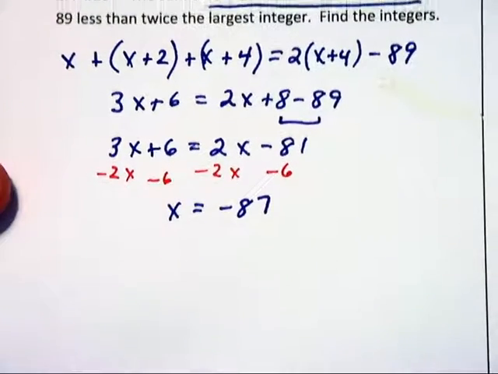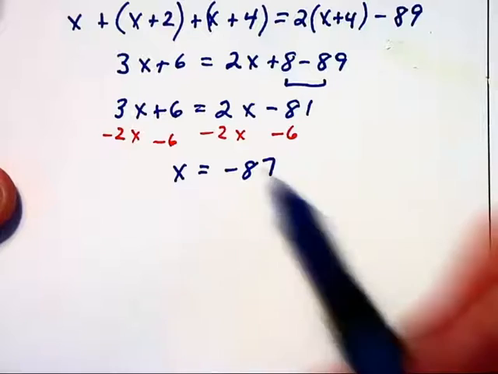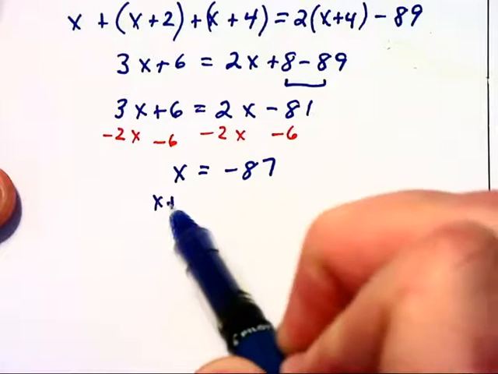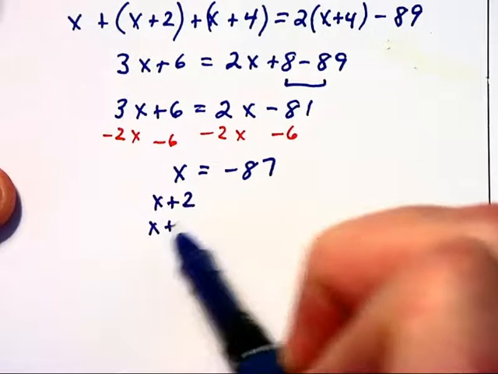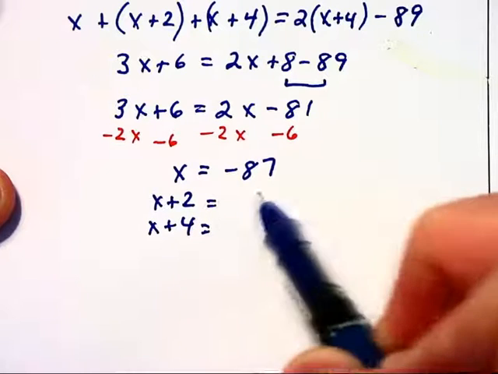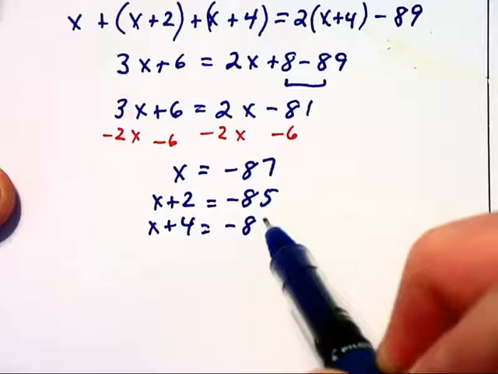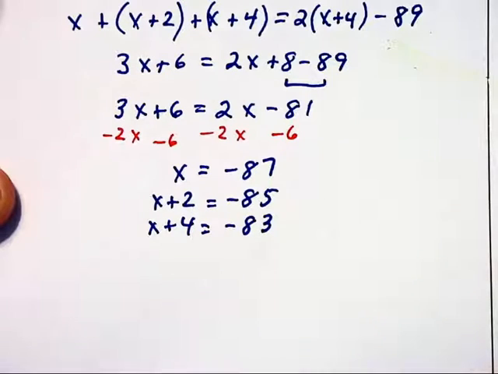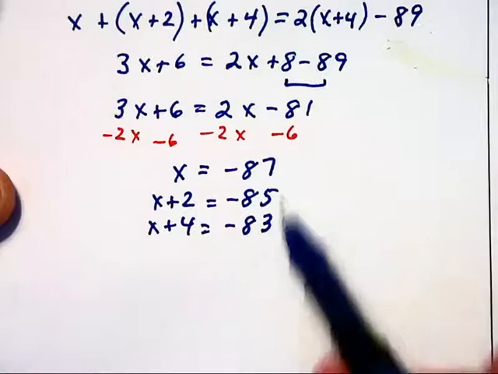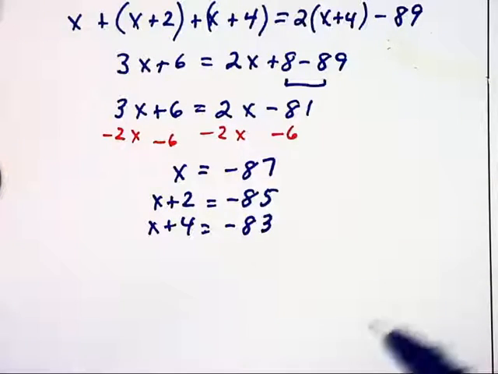Now, along with that are two other odd integers. We're looking for x plus 2 and x plus 4, which will be negative 85 and negative 83. And note that these do check, they are odd, and if we'd come up with even numbers, we would have known that something is wrong.